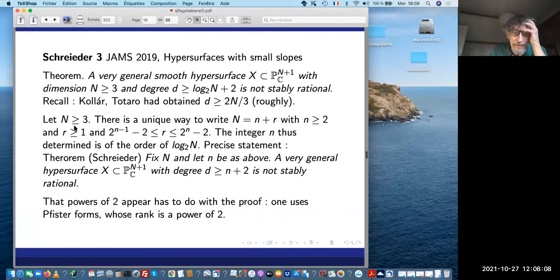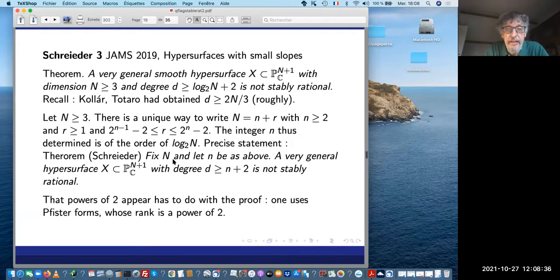You start with an integer n, and it's a fact that if you take any integer n, you can write it in a unique way as the sum of two integers N and r, where N is at least 2, r is at least 1, and r is between 2 to the power N minus 1 minus 2 and 2 to the power N minus 2. This integer N is determined, and it is of the order of log_2 n. That's where the log_2 n here comes from. So the precise statement which Schreieder proved is that if you fix capital N and little n as above, a very general hypersurface in P^(n+1) over C with degree d at least N plus 2 is not stably rational.